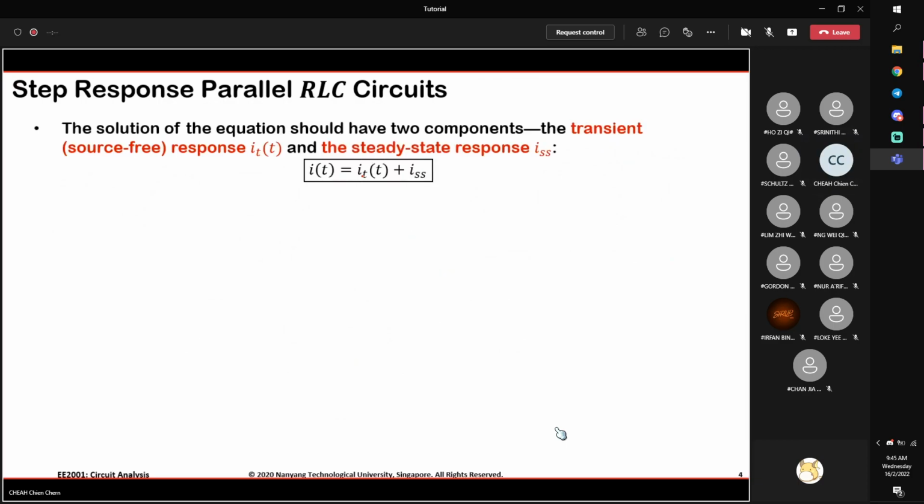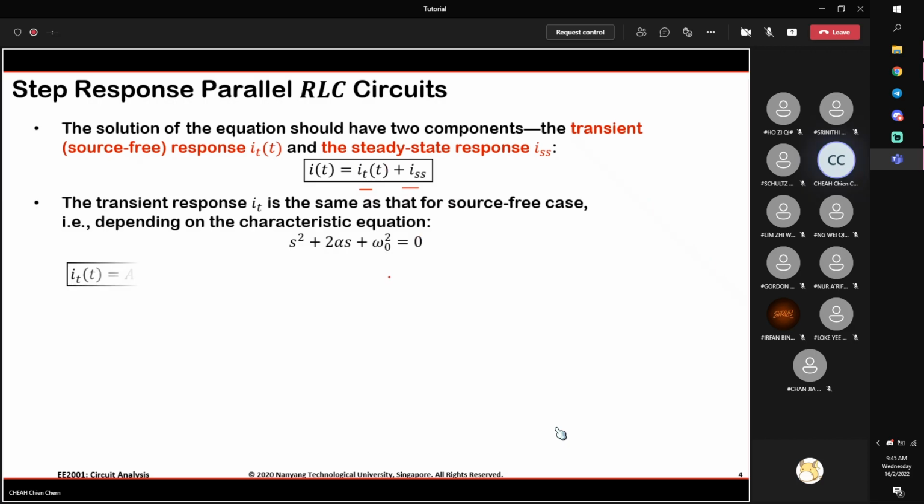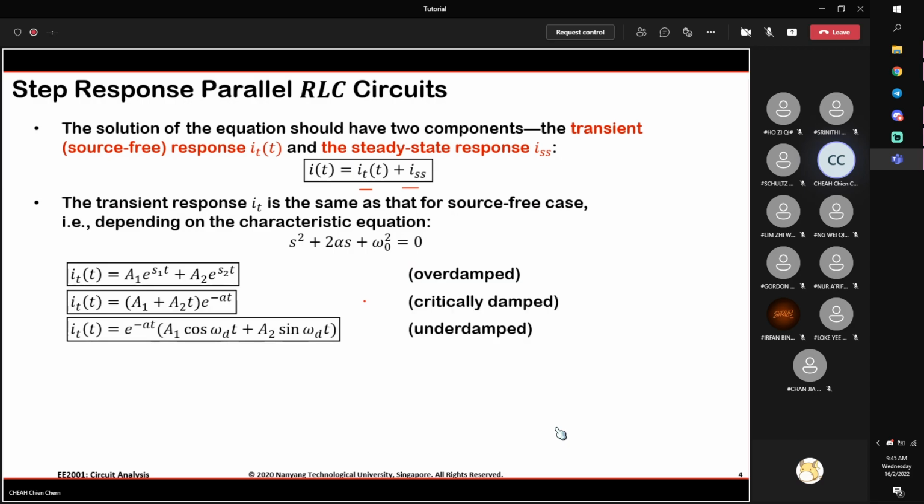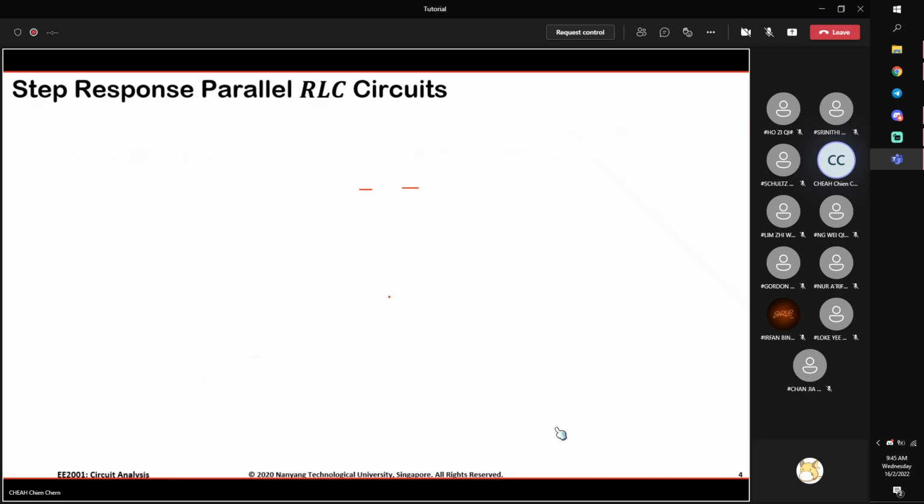Now, the solutions are also in a similar form, except now we are dealing with current, right? So we have the transients and the steady states, and therefore there are three types of solutions similarly for the transients, depending on the values of alpha and omega 0. So it's in the similar form. Okay, the steady state values can be calculated from here.